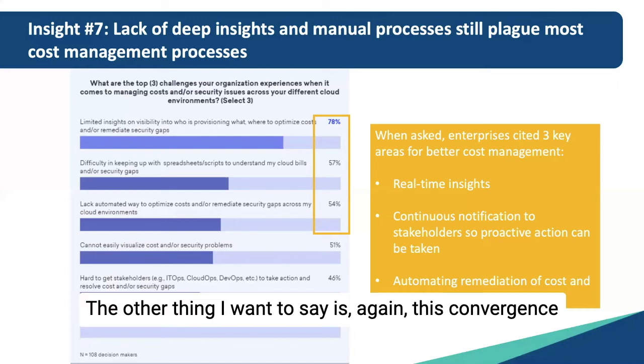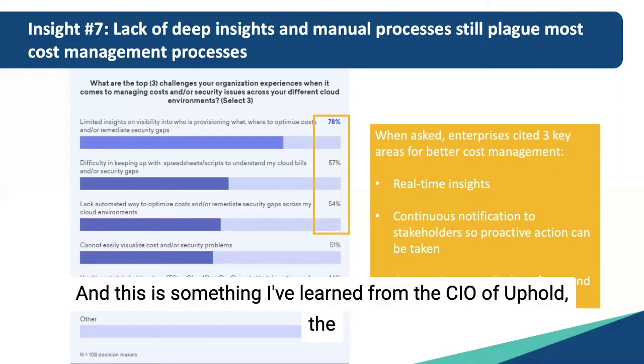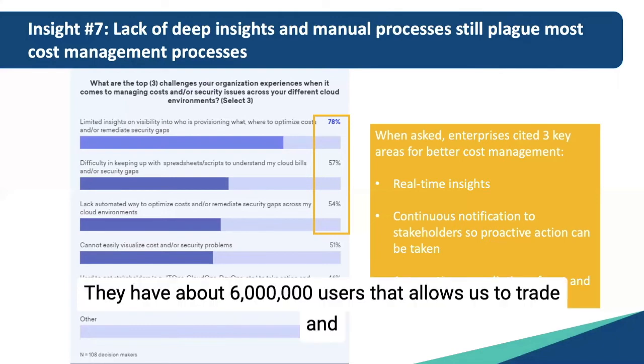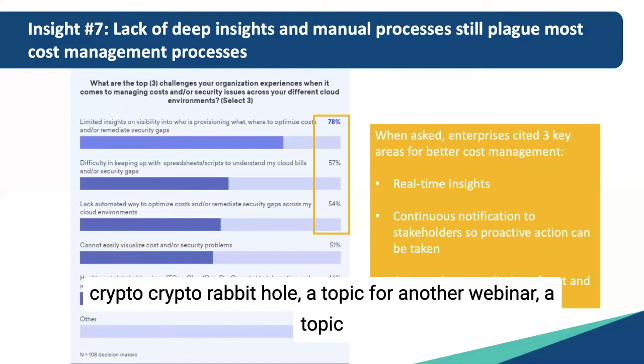The other thing I wanted to say is, it's again this convergence of optimization of cloud spend, and this is something I've learned from the CIO of Uphold. Uphold's like a crypto app. They have about 6 million users, and it allows you to trade and manage your crypto accounts and stuff like that. We don't need to go down the crypto rabbit hole right now.